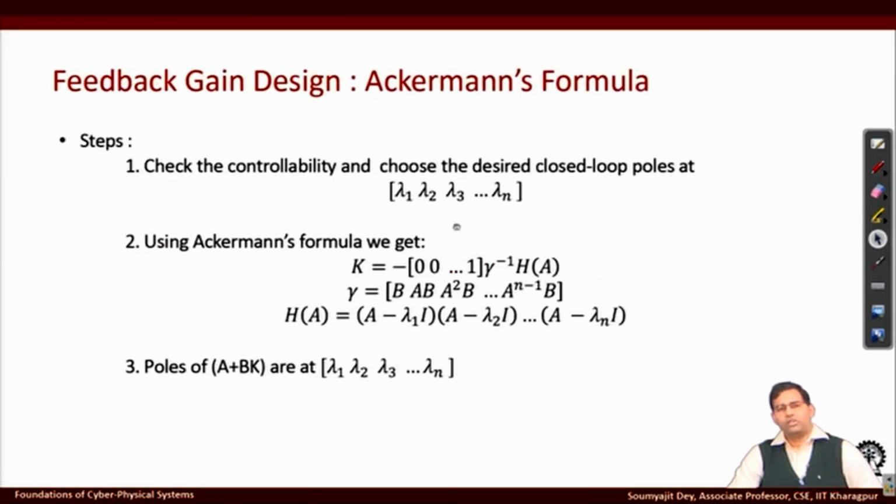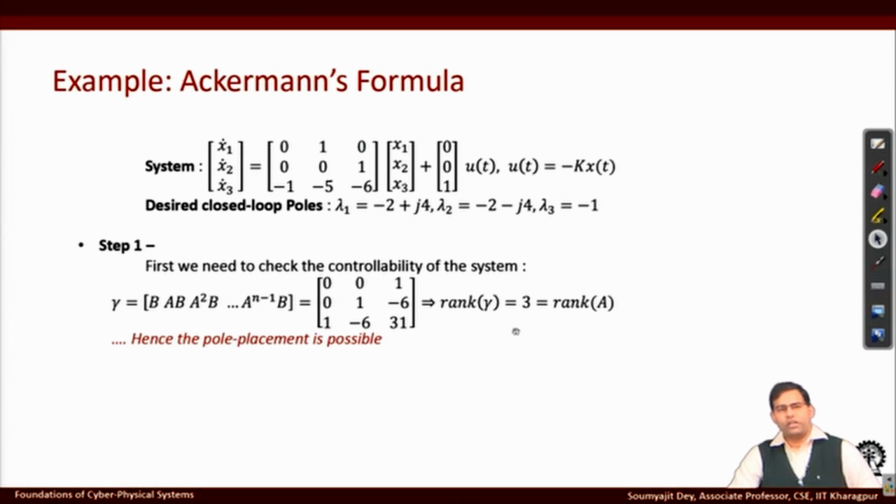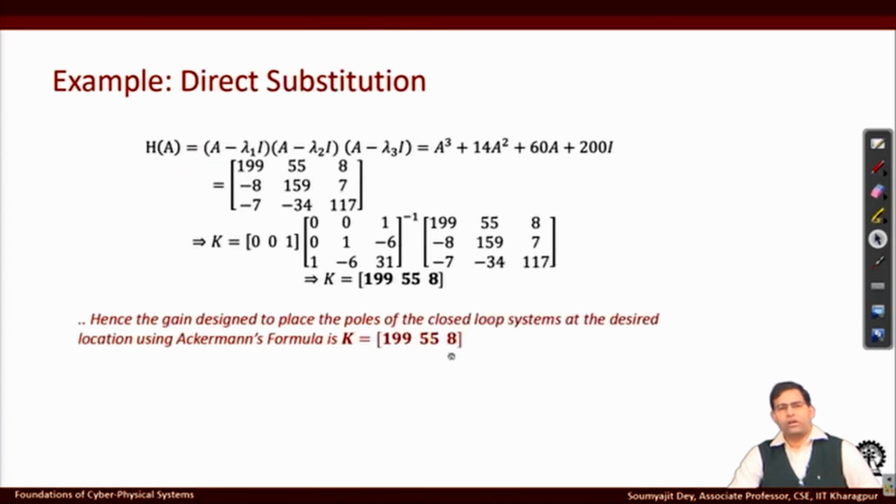All you are doing is you are given these lambdas, you know A, B and the dimension. So you just use this formula, and from this formula you will directly get the pole position. Let's say an example. Suppose this is your system, and this is your target values of lambda 1, lambda 2 and lambda 3. First you do the controllability check like we discussed and see that the rank is equal to the dimension, hence it is indeed possible to design the controller.